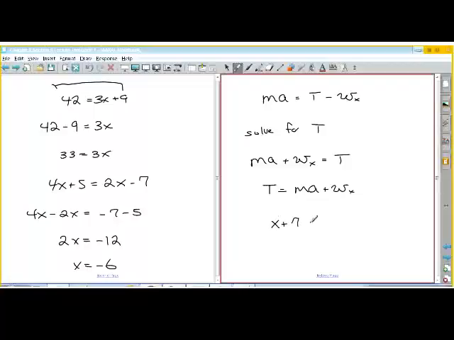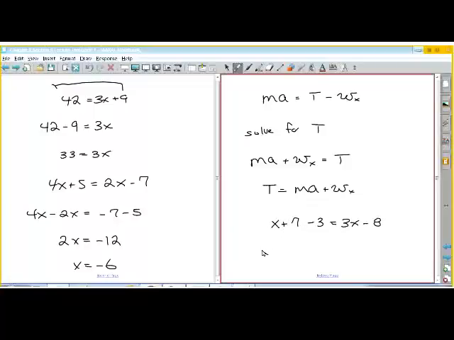I'm going to give you another example here. x plus 7 minus 3 is equal to 3x minus 8. Okay, so how would I do this?